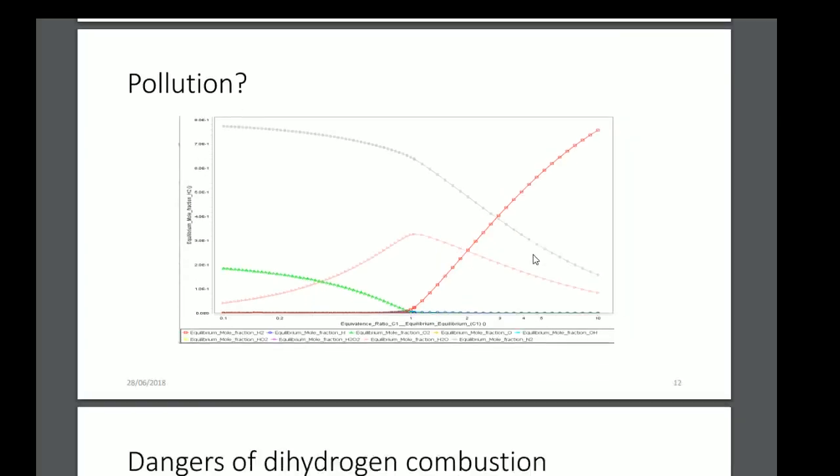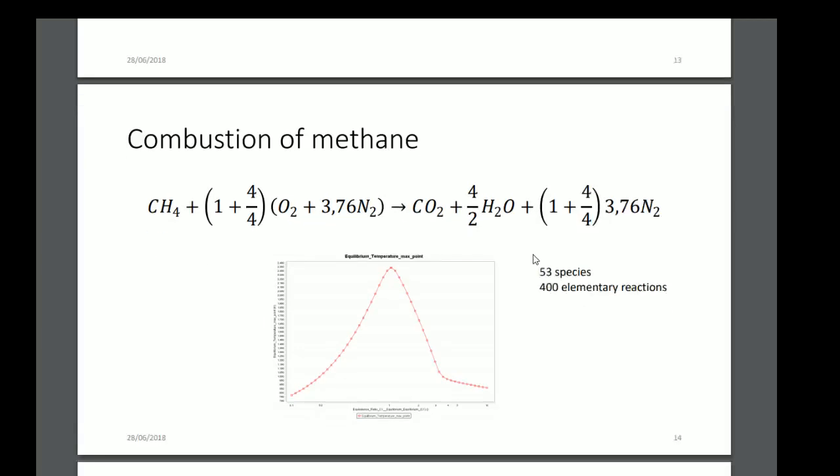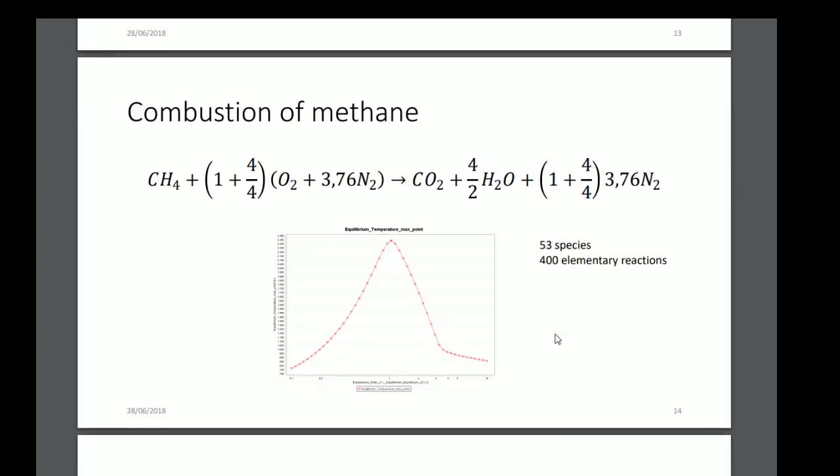Okay, so now we are going to talk about the dangers of dihydrogen combustion. It does not pollute, it does not pollute. However, it's dangerous for another reason, which is that it's very exothermic. It produces a lot of heat, and it's one of the most exothermic reactions, which is why it's interesting for the motors that are in development right now. And it can explode really easily. So be careful.